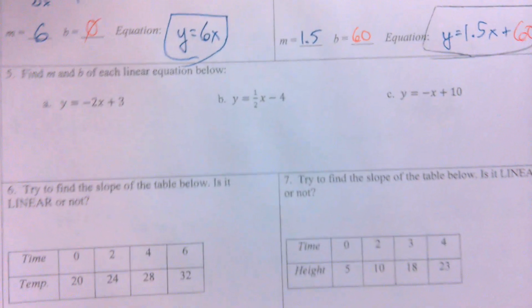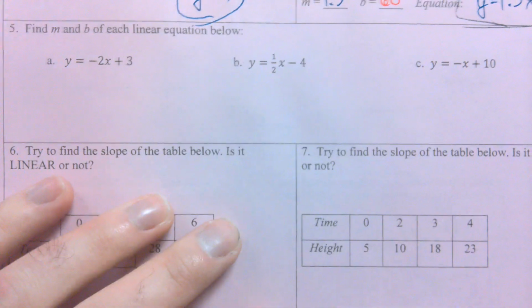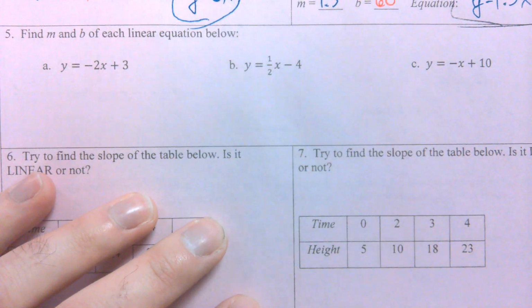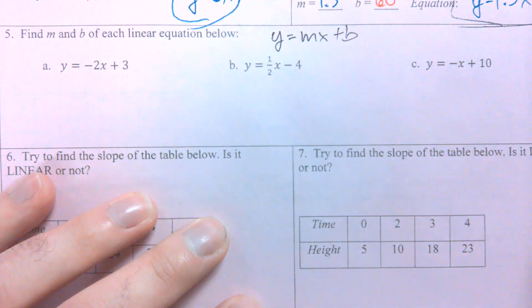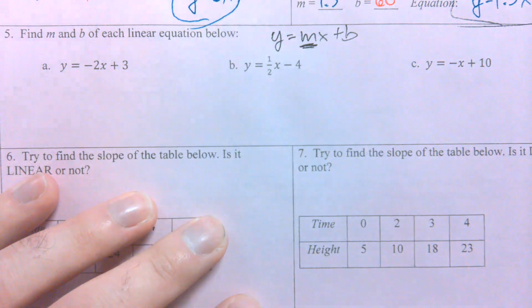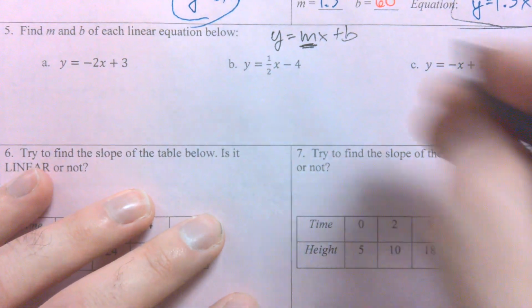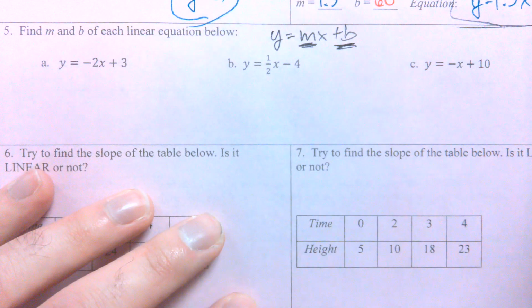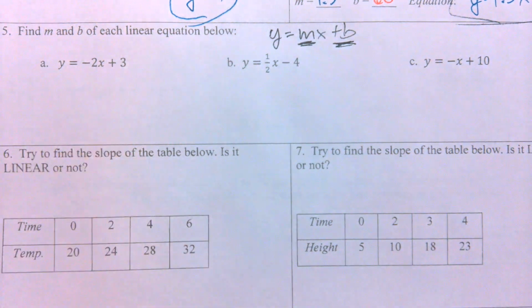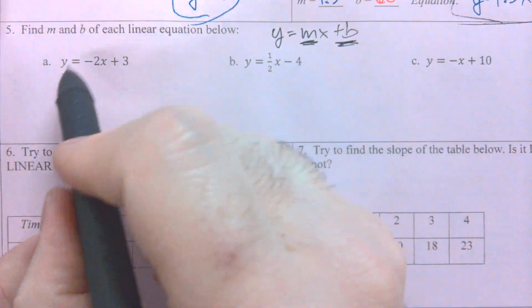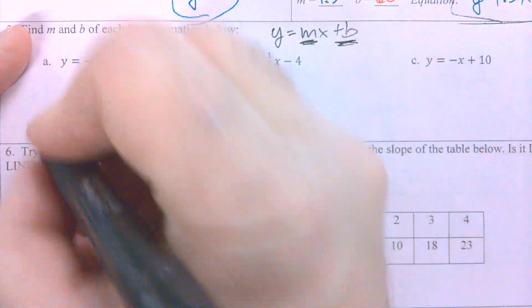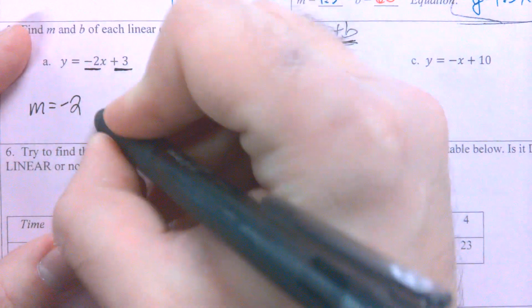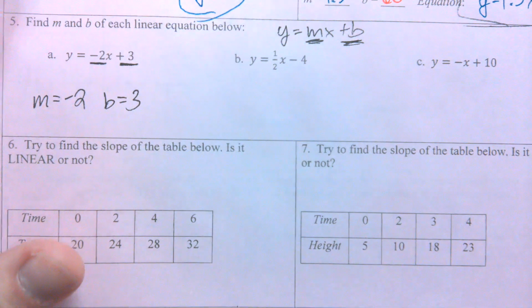Number 5 is nice and simple. We're going to breeze through number 5 because this was actually on our last test as well. Find M and B for each equation. Well, if Y is equal to mx plus b, whatever number's in front of x is our M. Whatever number's being added or subtracted on the end, that's our B. So in 5a, Y is equal to negative 2x plus 3, m is negative 2, b is positive 3.